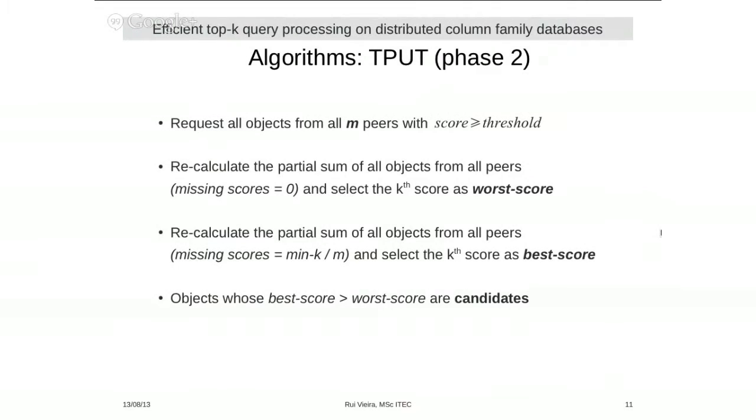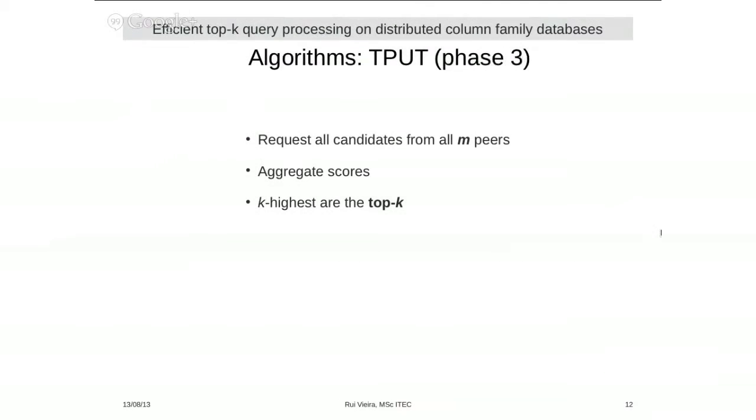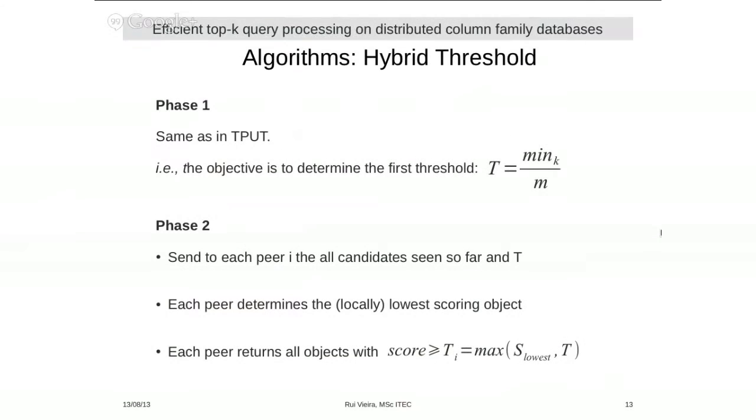All the objects from all the peers which are above that threshold are requested. We recalculate two partial sums, a worst score in which missing scores are 0, and a best score in which missing scores are replaced by the normalized threshold. Objects whose best score is higher than the worst score are the candidates. And then in the final phase, we request all the candidates from the peers, we aggregate the scores, and that's our top K.